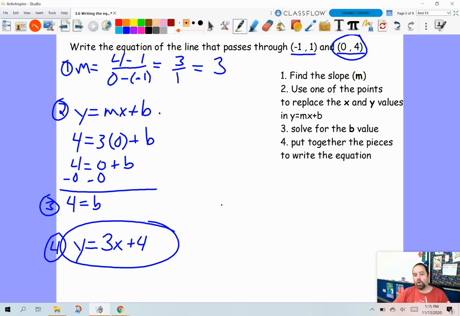Now, this whole week is going to be practicing this. So I'm going to give you a couple of these a day. You'll wind up graphing them by the end of the week on top of this, and we'll go through all that when we get to it.